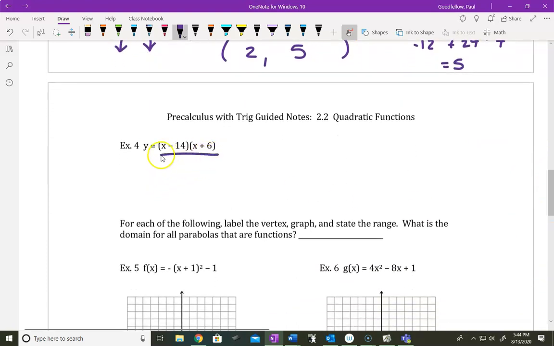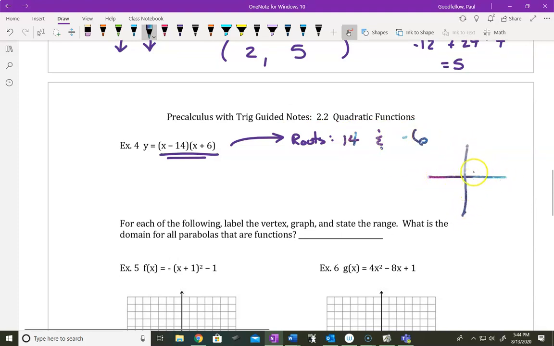Now, if you were looking for the vertex in a rooted or factored form, then I would say go get the roots first. And those roots would end up being 14 and negative 6. Now, I'll put it on a graph: you've got 14 over here and you've got negative 6 on the other side.